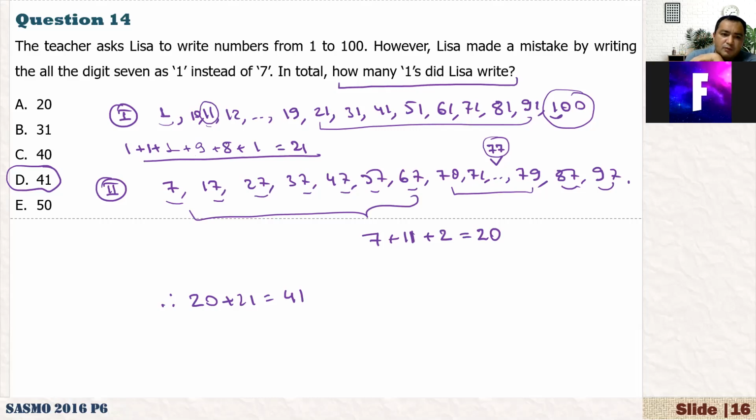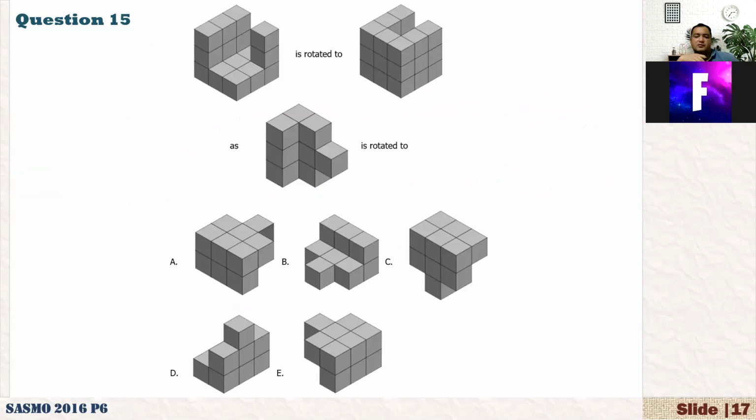Okay, one more question and let's finish the question. So it says that, as you see, the figure here is rotated to this. As is rotated to what?